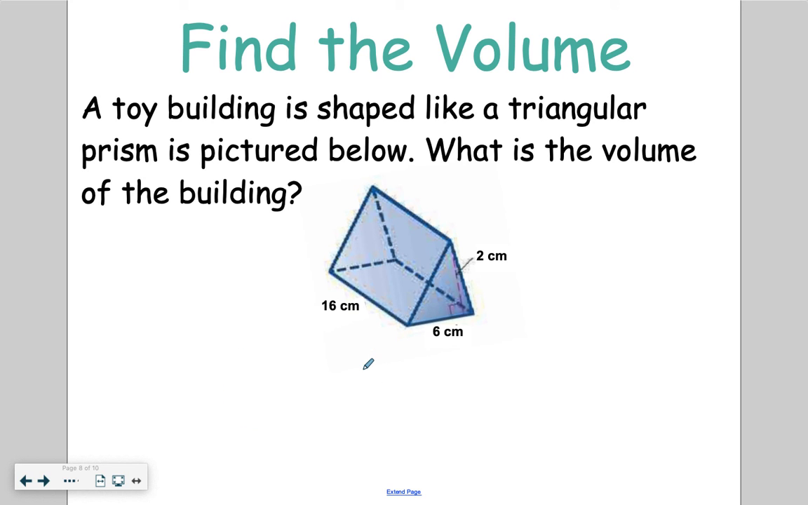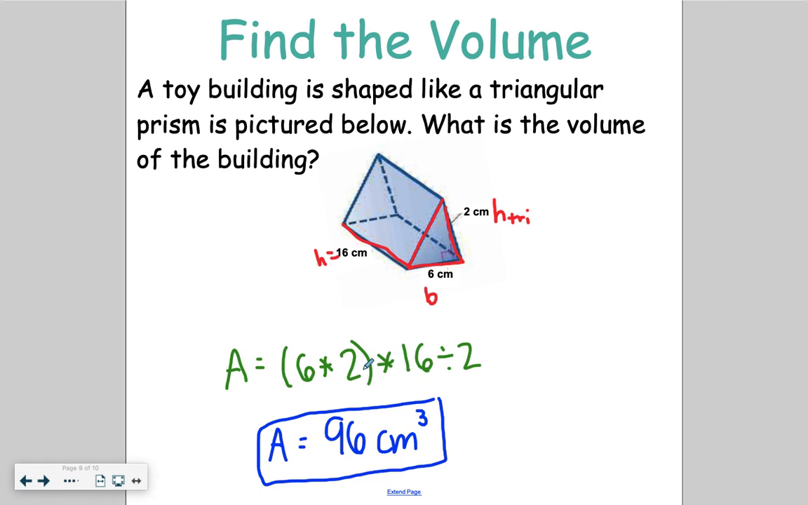Go ahead and try this one on your own. So identify that triangle out front, base of 6, height of 2, and then between the triangles is 16. Again, I know it looks like a width, but remember we refer to that as a height. So we've got 6 times 2 in parentheses times 16 divided by 2, which gives you 96 centimeters cubed.